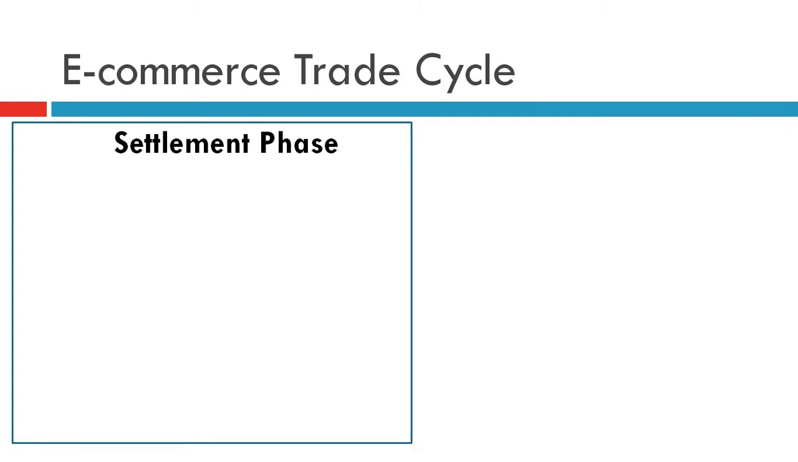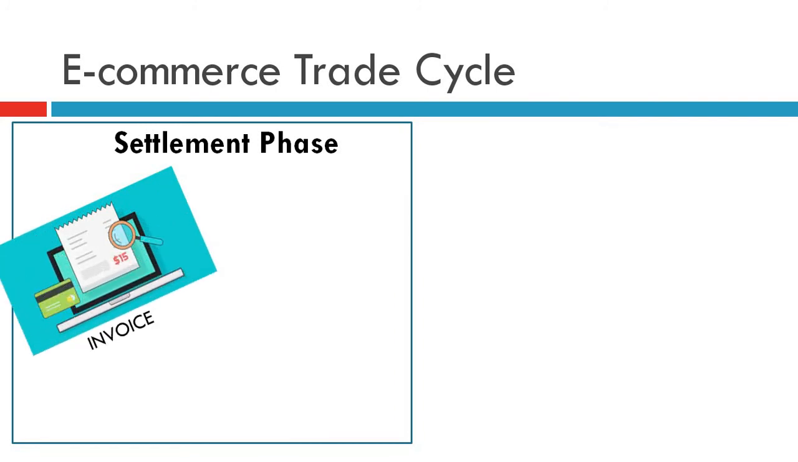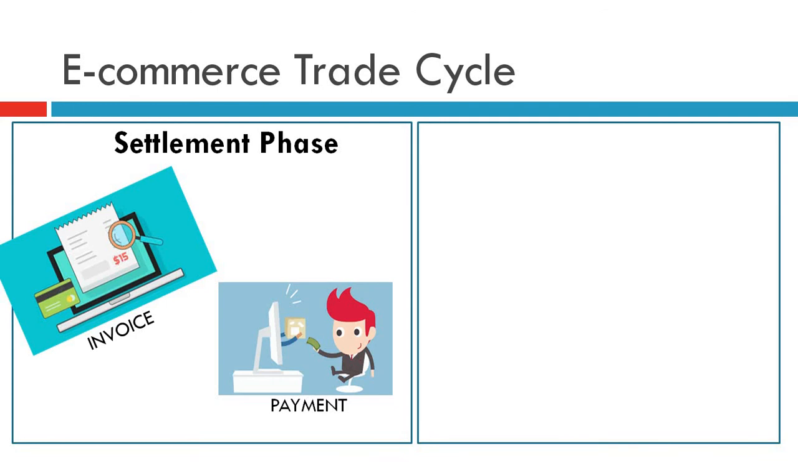After execution comes the next phase. Next phase is settlement phase. The settlement phase has invoice. If any invoice is generated, that is a form of a bill, it is going to be generated at this time. Once the bill is generated, it is handed to the customer. After the customer gets the bill, the customer is going to make the payment. Okay, so this is the next step, payment step.